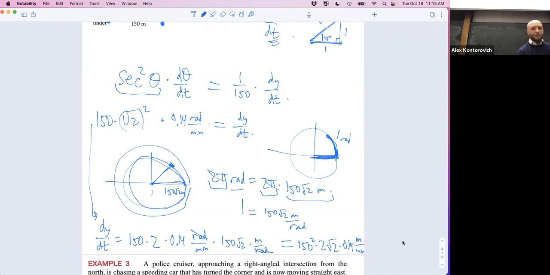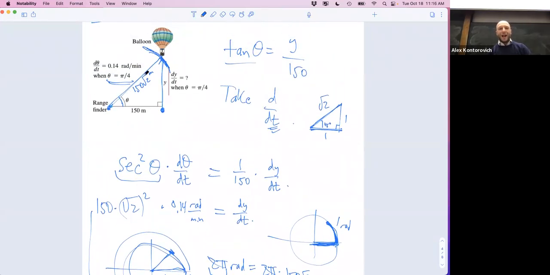Yusuf. Why is 150 squared? Because there's a 150 here and another one there. I'm just combining the two 150s. Dan. Which 150 root 2? This 150 root 2. Yeah. So we went back to this circle, and the length of the radius of this circle is 150 root 2 meters. So when we get a change of radians per minute at this scale, that reflects a change where 150 root 2 meters is 1 radian. Does that make sense?